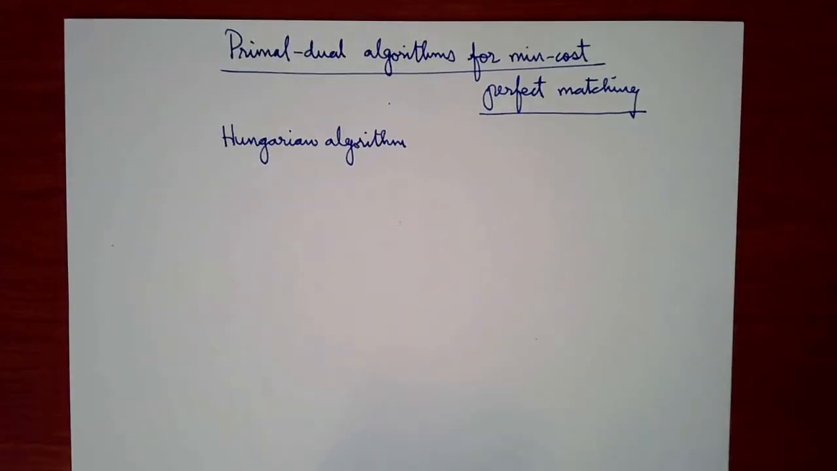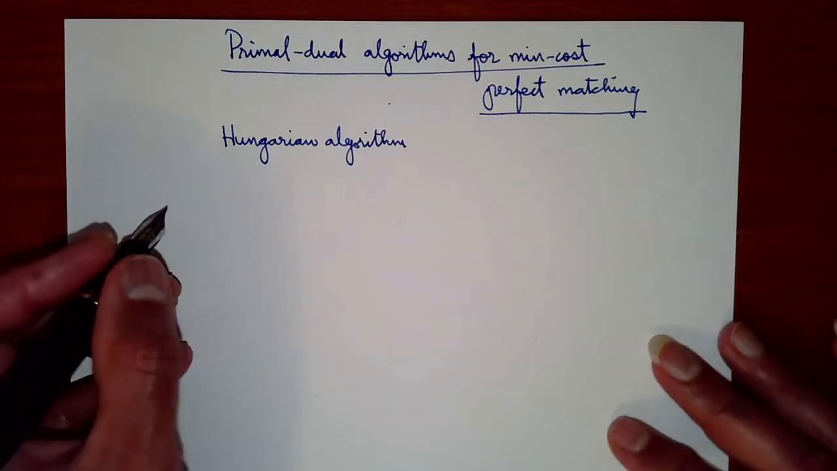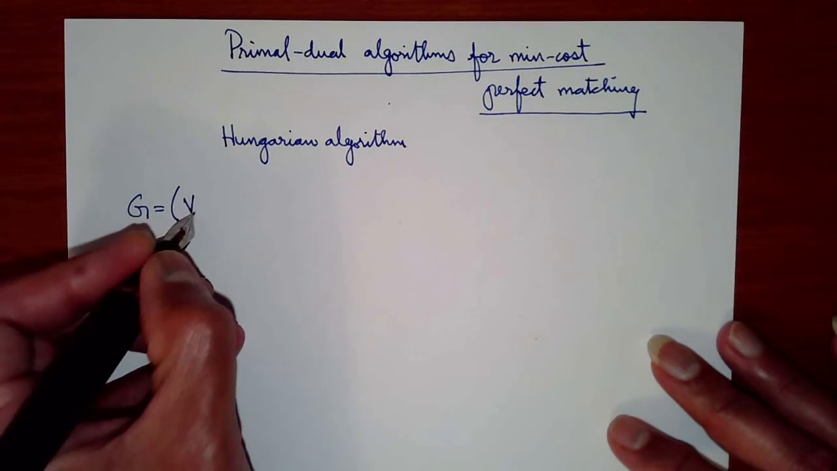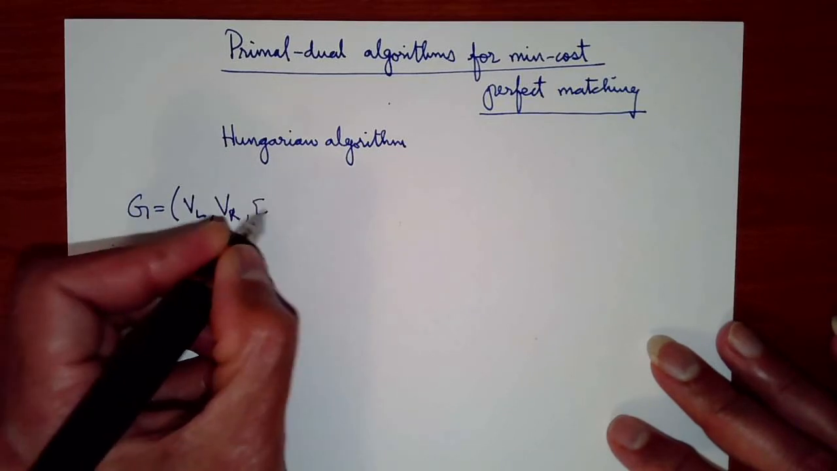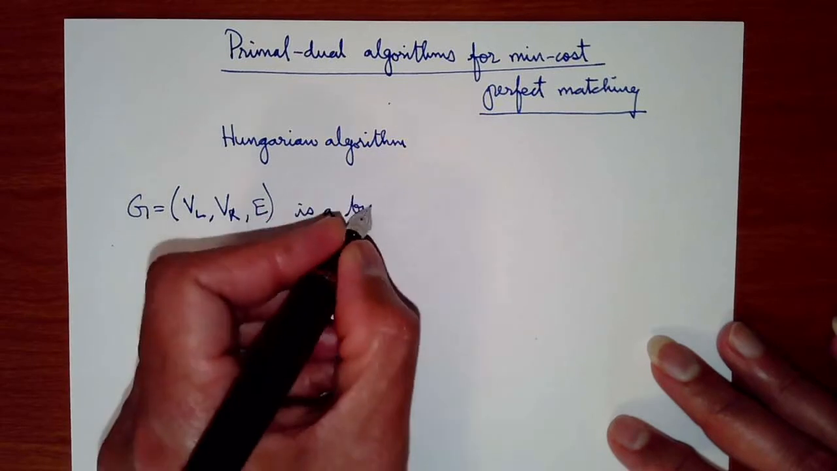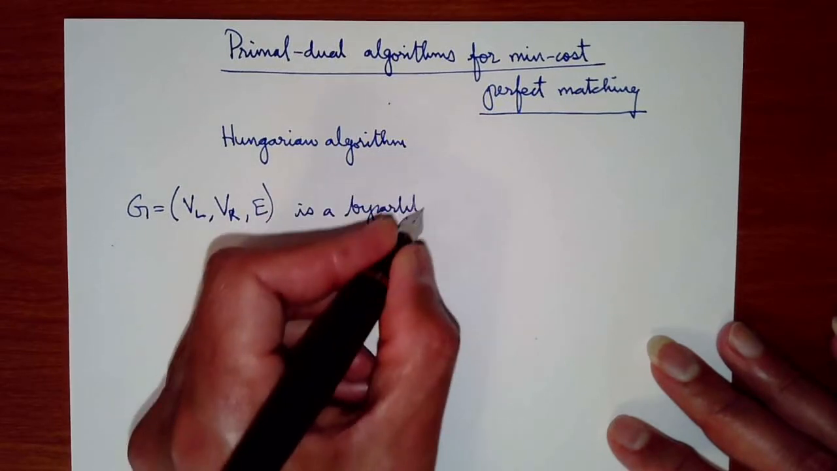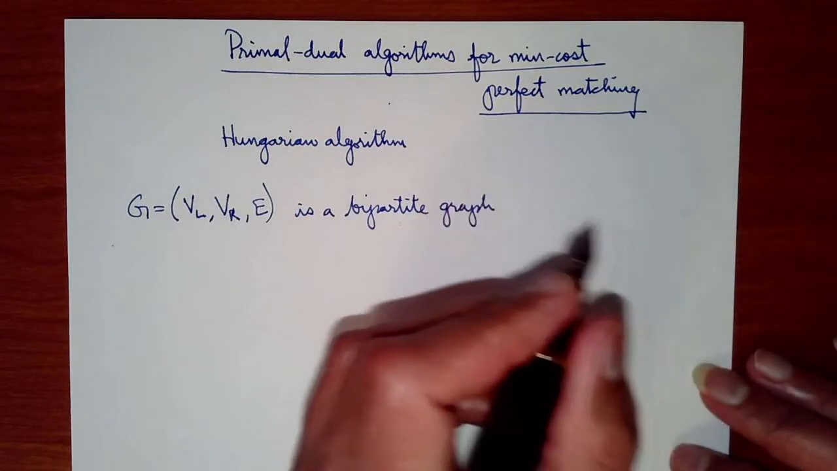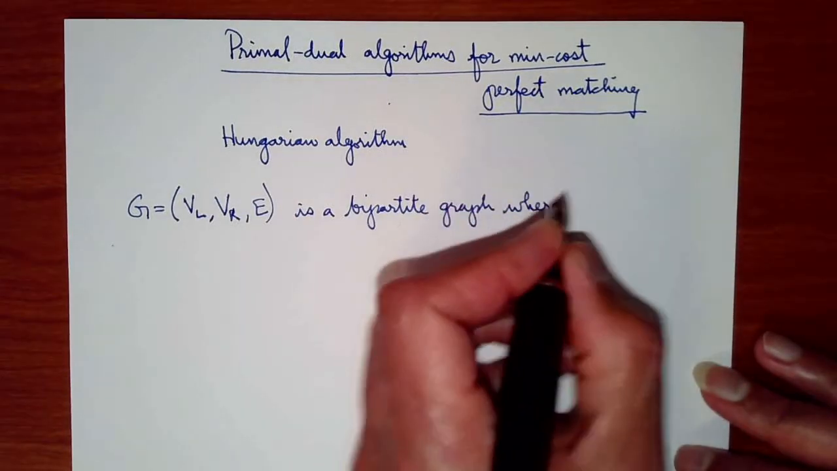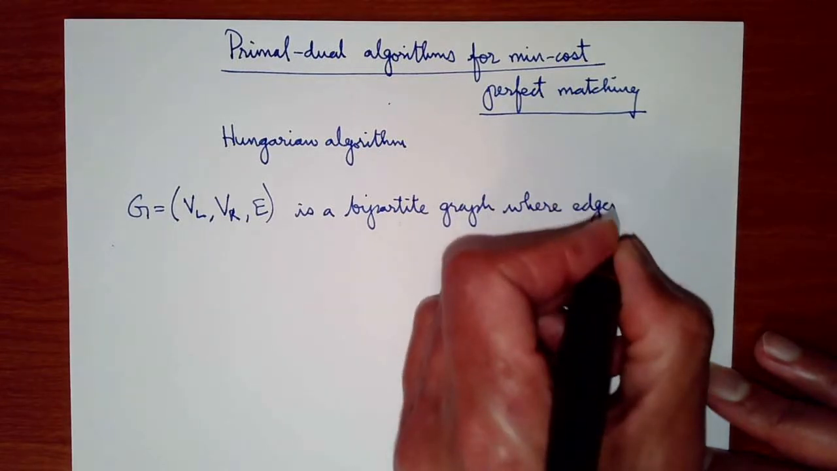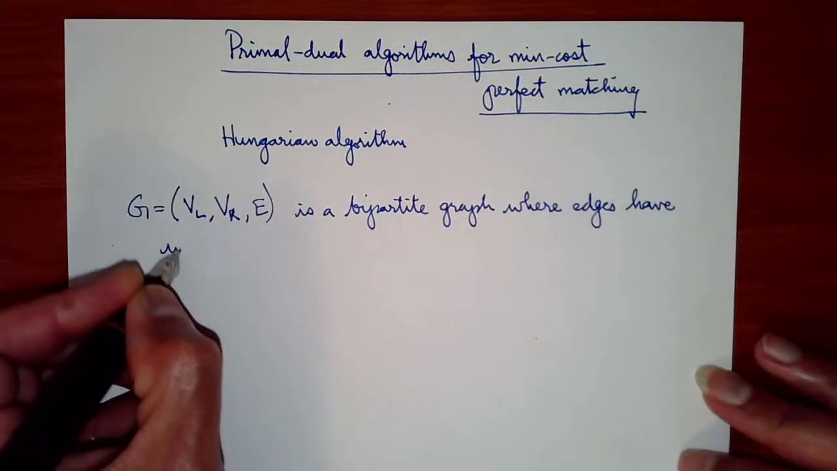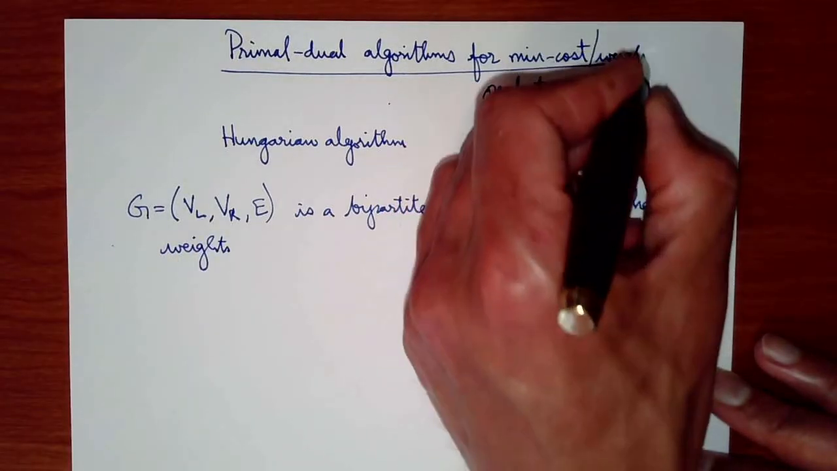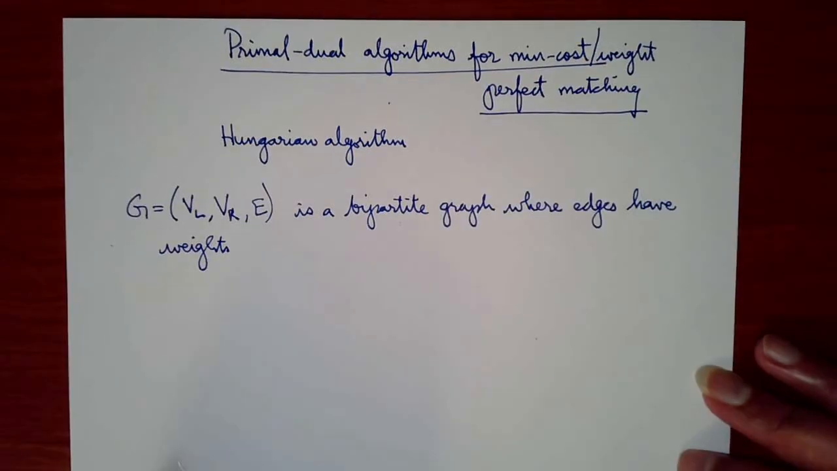Okay, so let's discuss the setup of the problem. So G, with vertices VL, VR, is a bipartite graph where edges have weights. So instead of costs, I'm actually just going to think of it as a weight, where edges have weights.